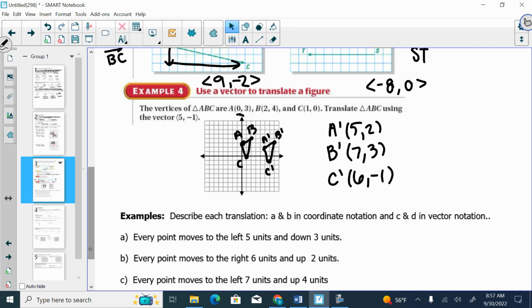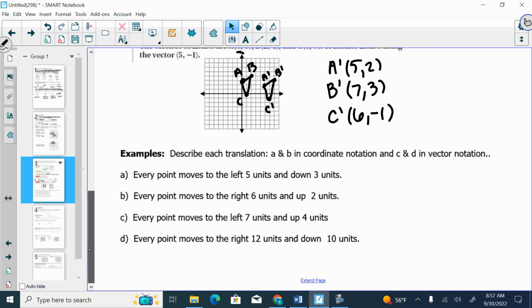Okay. Then we have a few examples here at the bottom that say to describe the translation A and B in coordinate notation and C and D in vector notation. Okay, so remember we start out with some original coordinate (x, y), right? And then the way they told us on the page before how much we moved was by adding or subtracting some amount to x and y. Okay, so this says I'm going to move left 5 units, so left means minus, so x - 5. Okay, and then for my y, I'm moving down 3, so I'm going to have y - 3, good. Okay, so they said to do the same thing for B.